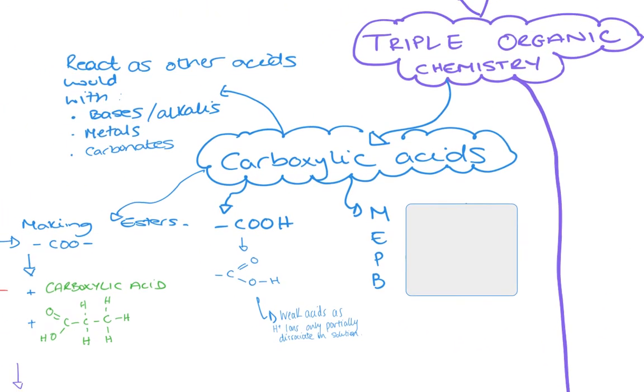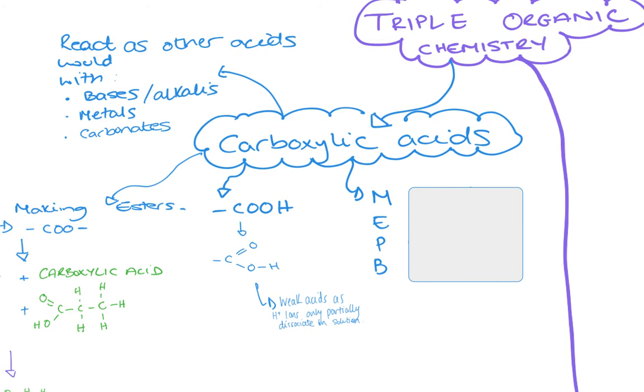Now, carboxylic acids are acids like any other. They are weak acids because they only partially ionize in solution, which means that only some of the hydrogen ions are dissociated. And they react as other acids would. So they react with alkalis, they react with metals, they react with carbonates. The salts that carboxylic acids form take the form of -oate. So if you are making a salt with ethanoic acid, it would become an ethanoate. With propanoic acid, it would become a propanoate, etc.